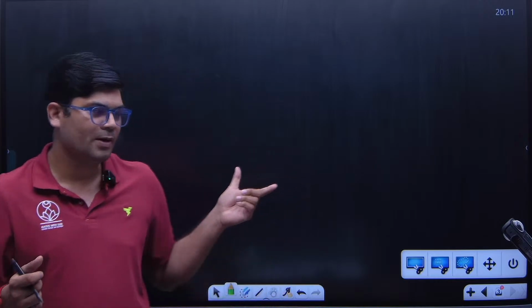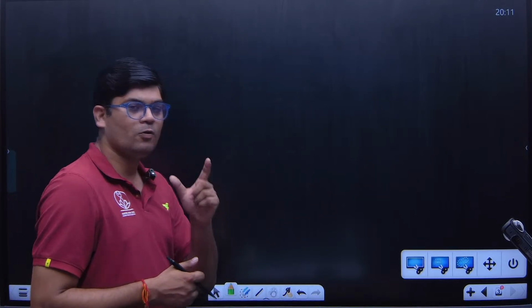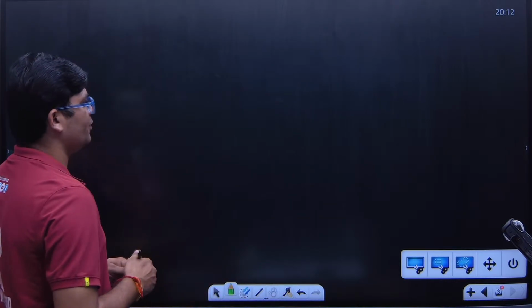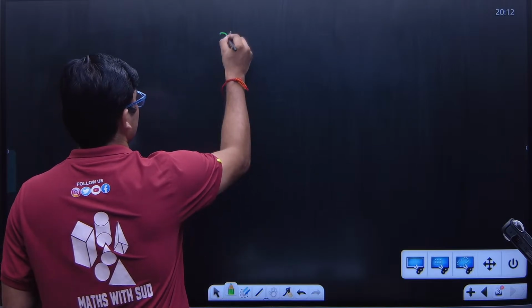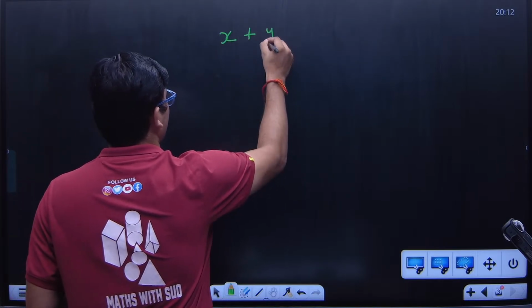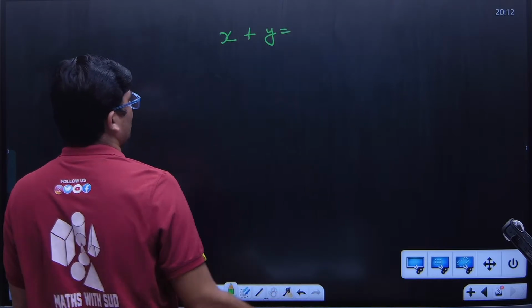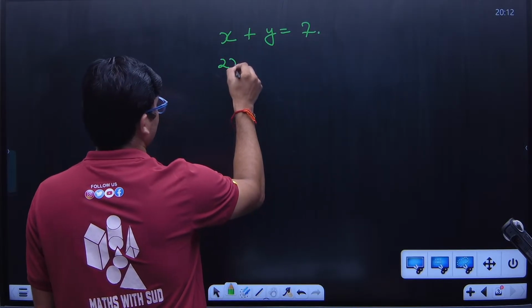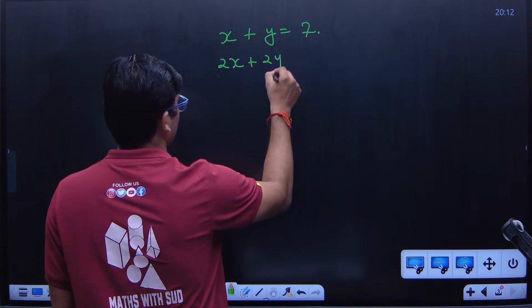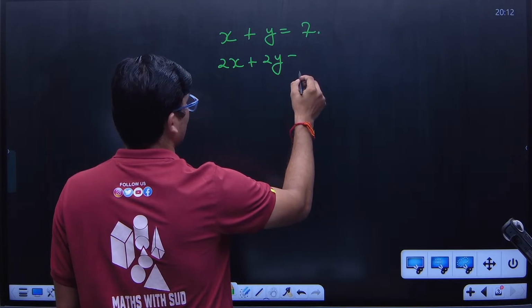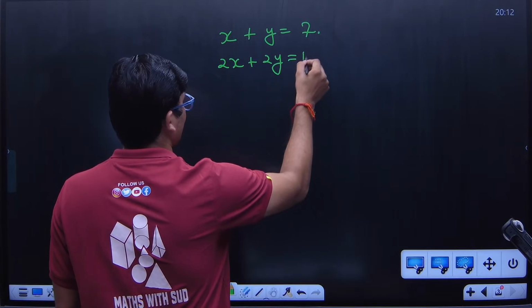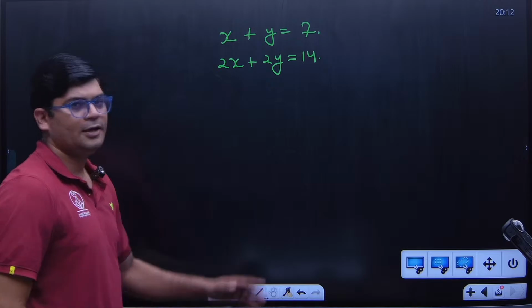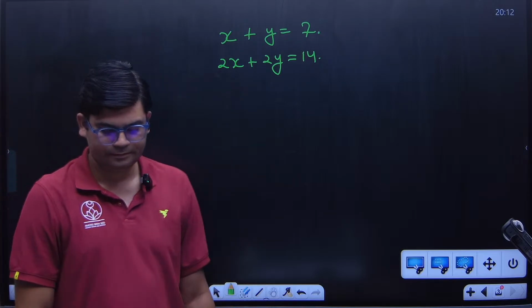Okay, so we will start with a very basic problem. I am going to give you one question and I want you to tell me how we are going to solve it, okay? So the first question is x plus y is equal to 7, and then 2x plus 2y is equal to 14. Now tell me how you are going to solve this.